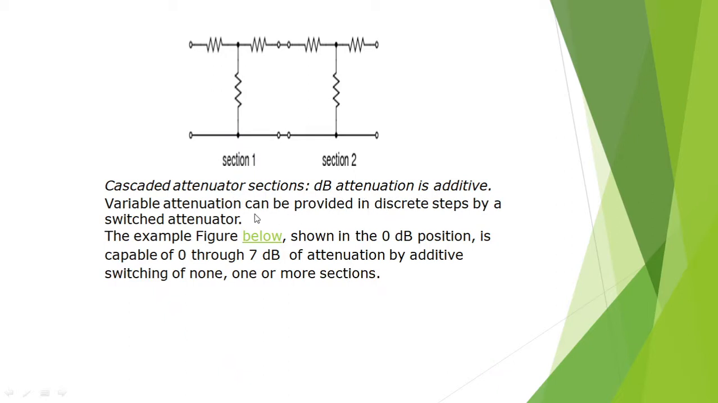Variable attenuation can be provided in discrete steps by a switched attenuator. A switched attenuator means we provide a switch which allows us to cascade or uncascade. So we can have more attenuation or less attenuation depending upon the requirement. The example figure shown in the 0 dB position is capable of 0 through 7 dB of attenuation by additive switching of none, one or more sections.